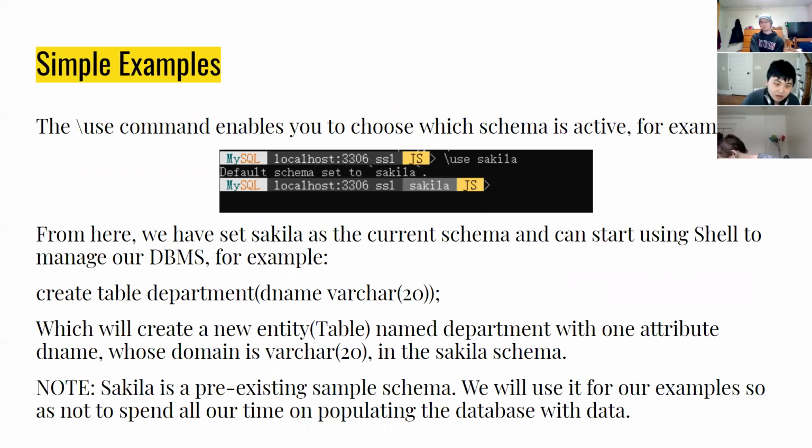From now on, we can start to use MySQL commands to access the databases inside our server. When the local server is installed, a database called Sakila, which is a sample schema, will also be created in the local server. To access this sample database, I'll type use Sakila, which will switch the current schema to Sakila. From now on, I can also do things like create table department, which will create a new entity called department with an attribute called dname and whose domain is varchar(20) in the Sakila schema.